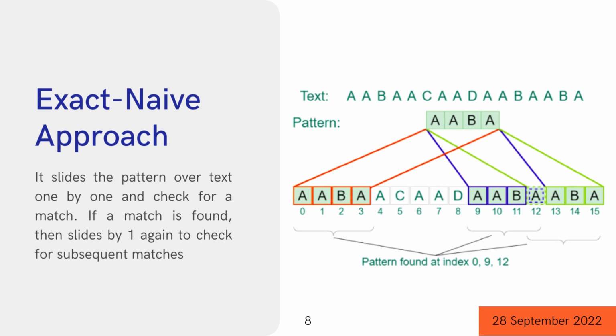The exact naive approach is a brute force approach. It is the simplest way to check if the two strings are matching or mismatching. It just slides the pattern over the text one by one and checks for a match. If a match is found, it slides by one, and again checks whether the subsequent characters are matching or not.